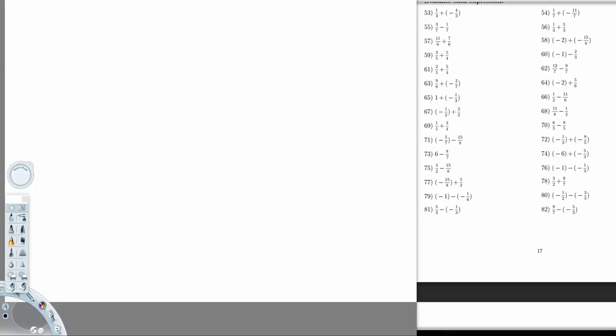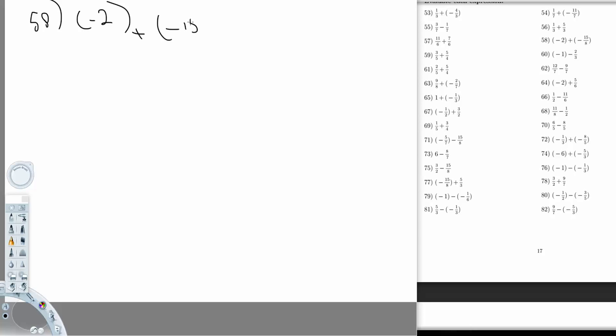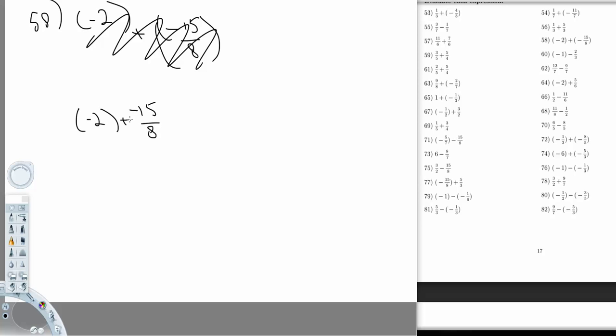All right, problem number 58. So what they're saying is minus 2 plus minus 15 over 8. Well, that's not well written. Let's try that again. Minus 2 plus minus 15 over 8. So now we're getting into the super duper tricky stuff.